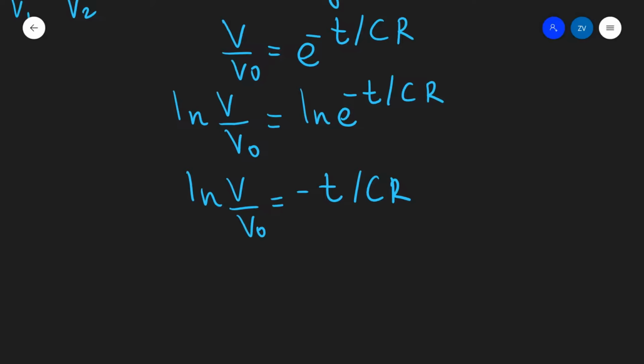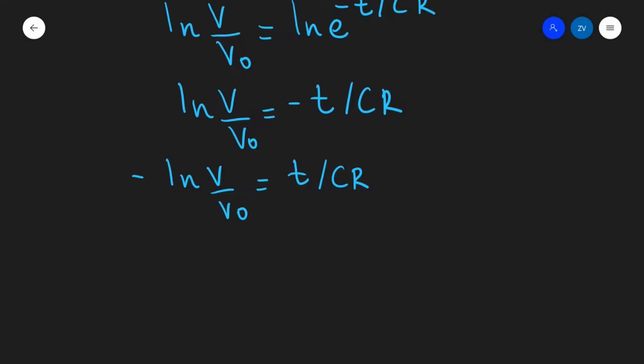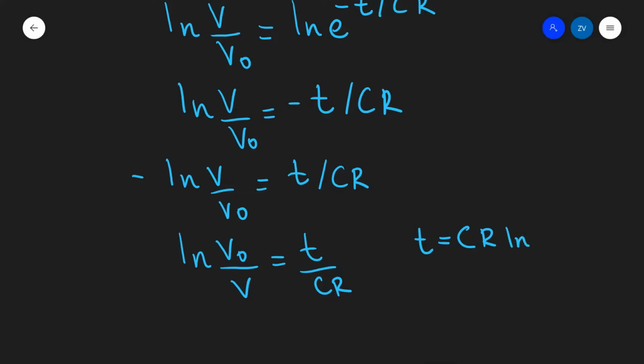Then what I'm going to do is multiply both sides by minus 1. So what I'm going to get is that minus ln of V over V naught is equal to t over CR. The minus sign is actually going to flip the natural log. So this will be ln of V naught over V, which is equal to t over CR. And finally, all I need to do is just rearrange for the time. I'm going to get that t is equal to CR multiplied by the natural log of V naught over V.